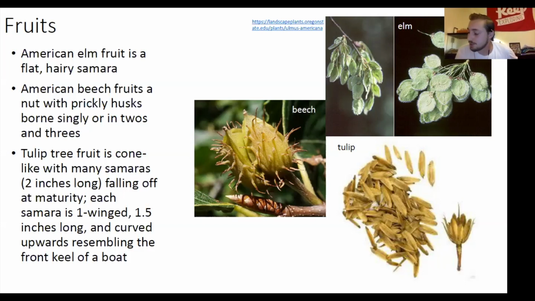The American beech nuts are usually produced in great abundance, and lots of small mammals feed on them, as well as cedar waxwings and other birds. Tulip and elm, which are wind dispersed mostly, are eaten by many birds and mammals as well. And the tulip tree seeds usually persist throughout the winter.